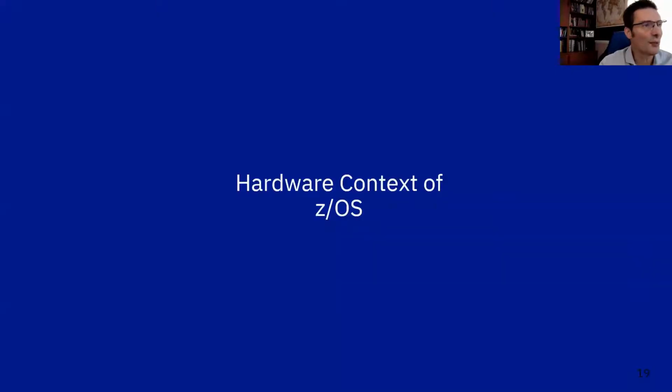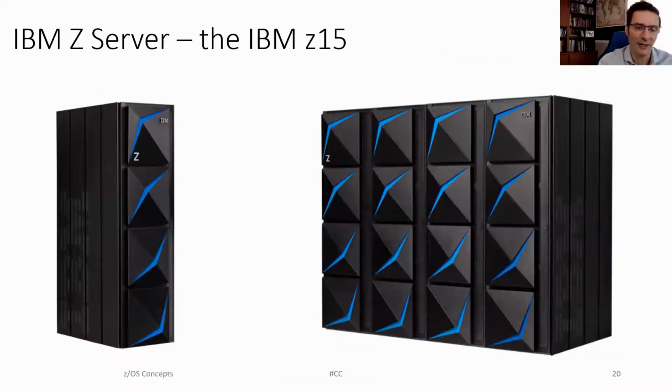Okay. So let's talk about the hardware context just very briefly of zOS. If you're new to the Z platform, this will just be a quick understanding. So first of all, it runs on the IBM Z mainframes, and these are the latest iterations of the latest generation of the mainframe, the IBM z15. And here we show two different models. Of course, it runs on all of the other Z servers in the past. And so this is just the next evolution in the hardware, the z15.